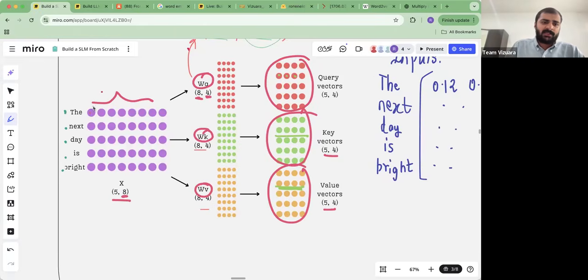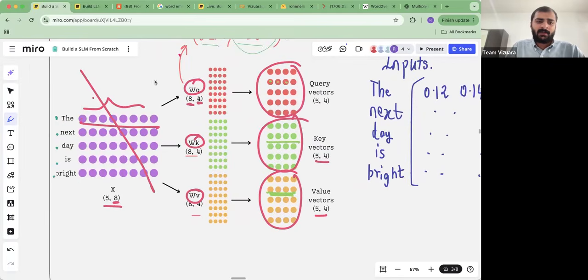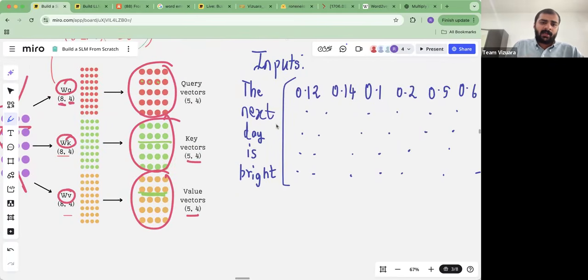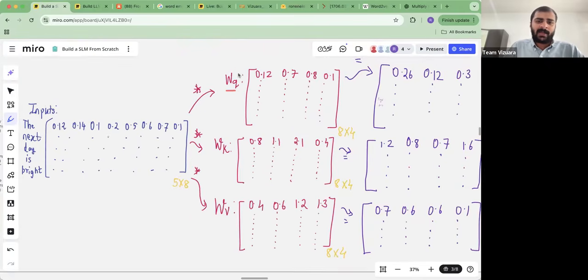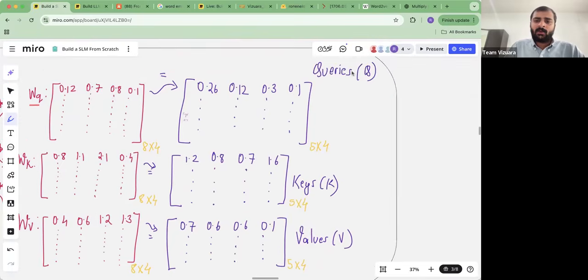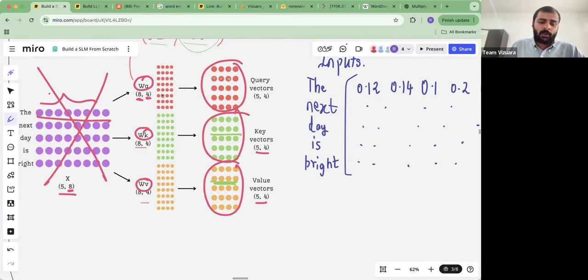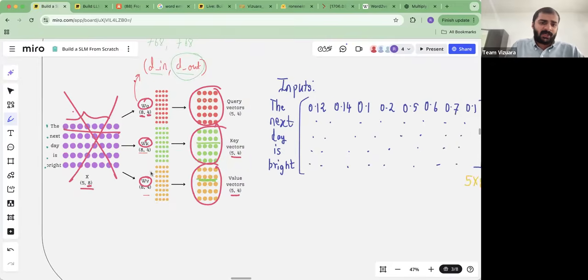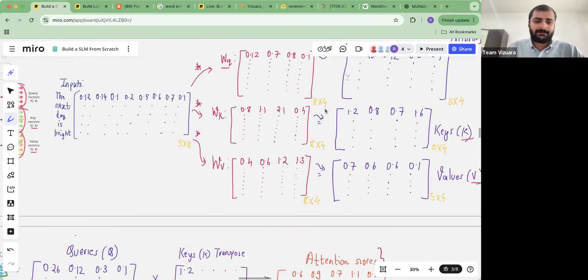To get the context vectors from these input vectors, we only deal with the query vectors, the key vectors, and the value vectors. After this point onwards, the input matrix becomes irrelevant. So if the input looks something like this, we multiply with WQ, WK, and WV, and you get this Q matrix, this K matrix, and this V matrix: the query matrix, key matrix, and the value matrix. The values in WQ, WK, and WV are not the same; all are initialized randomly. And after this point is where all the magic actually starts to happen.